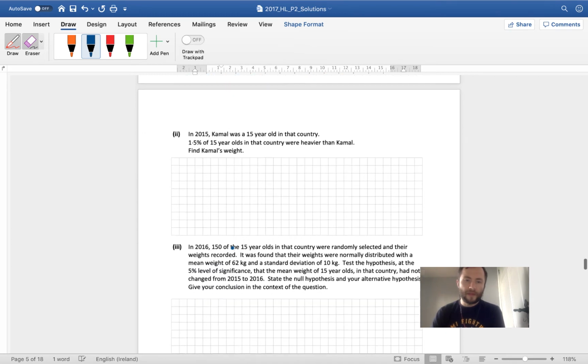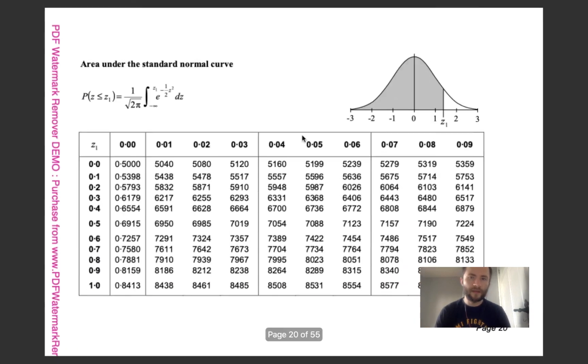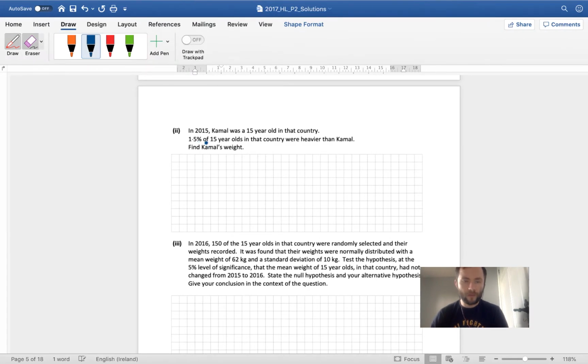Then in 2015, Kamal was a 15-year-old in that country. 1.5% of 15-year-olds in that country were heavier than Kamal. We have to find Kamal's weight. So again, I'm just going to return back to this curve. We are told that 1.5% of individuals in that country were heavier than Kamal. So the area on the distribution curve that describes this statement is the area that's above our z-score.